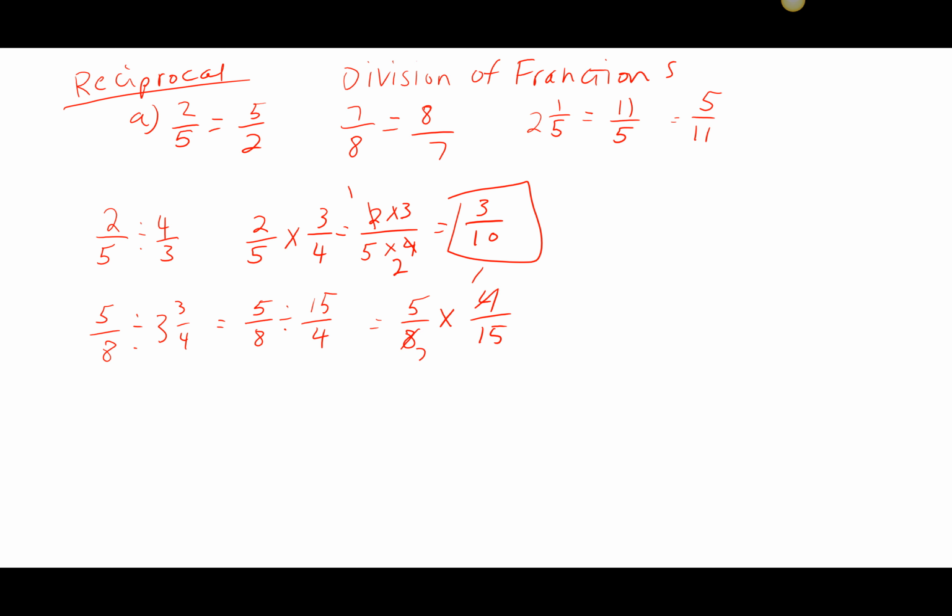That's going to be 1, this is 2, that's going to be 1, this is 3. So that's going to be 1 times 1 is 1, 2 times 3 is 6, 1/6. Okay, and that is the way we do fractions. Pretty simple. Fractions with division, you just multiply and take the reciprocal.